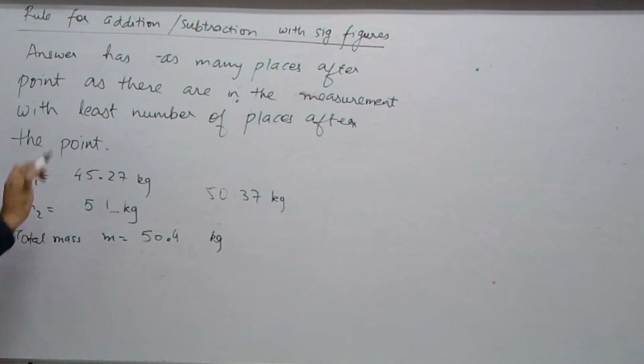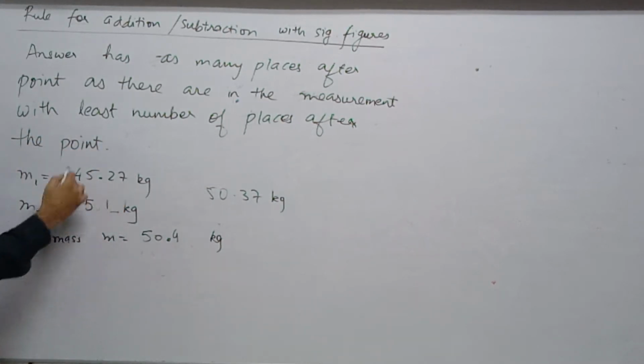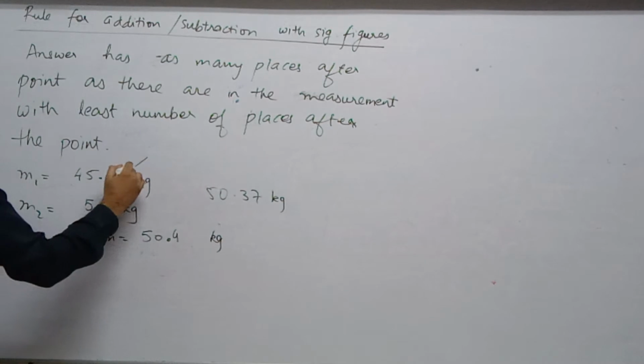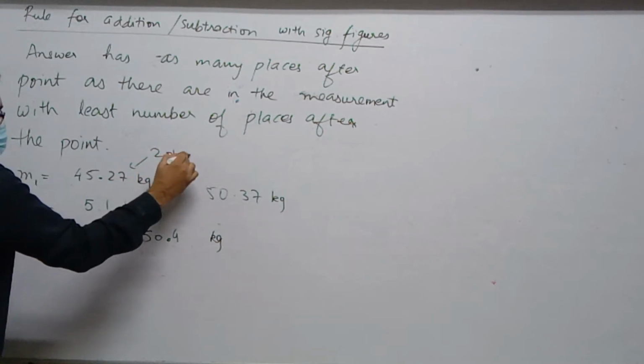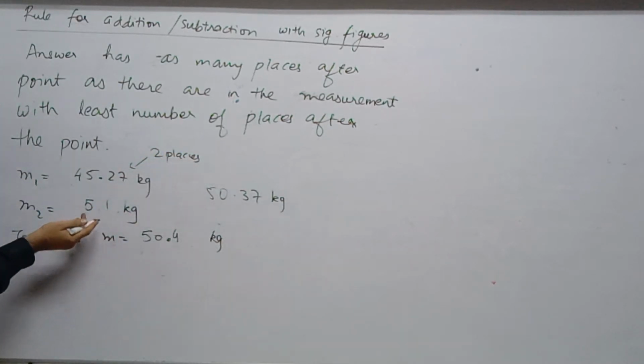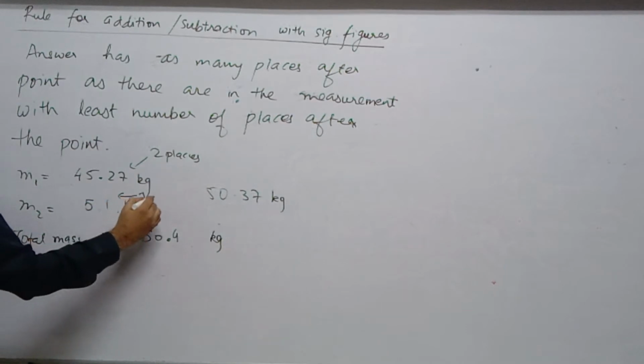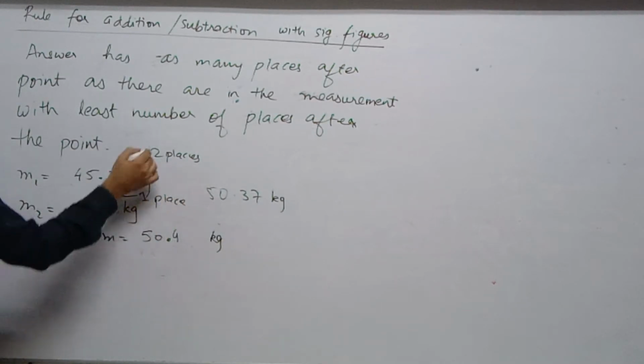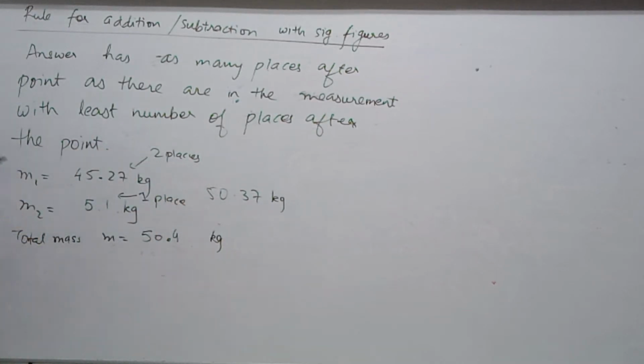What's the rule? The answer should have as many places after the point as there are in the measurement with the least number of places after the point. Look at this number. How many places are there after the point here? 2. In this one, 1 place after the point. So which is less? 1. So the answer should also have that much, the least number of places.